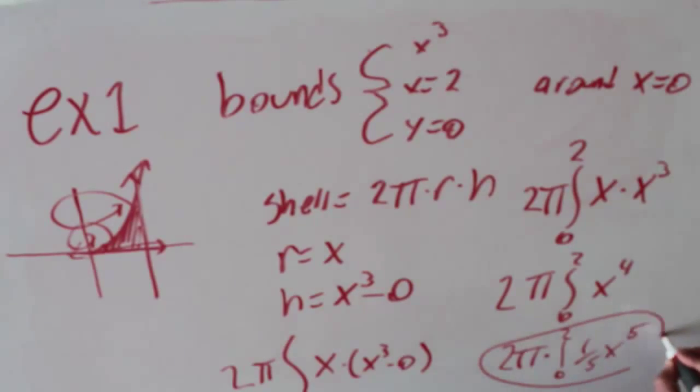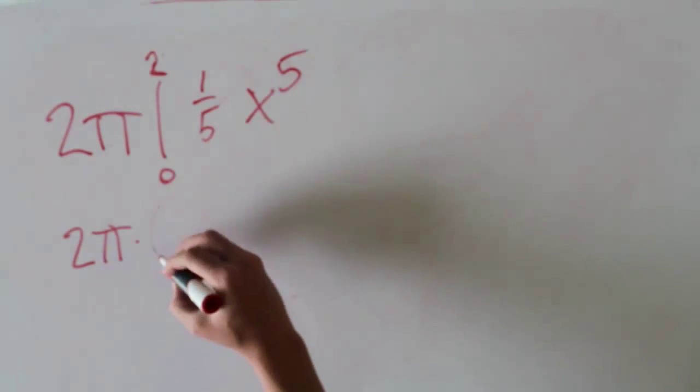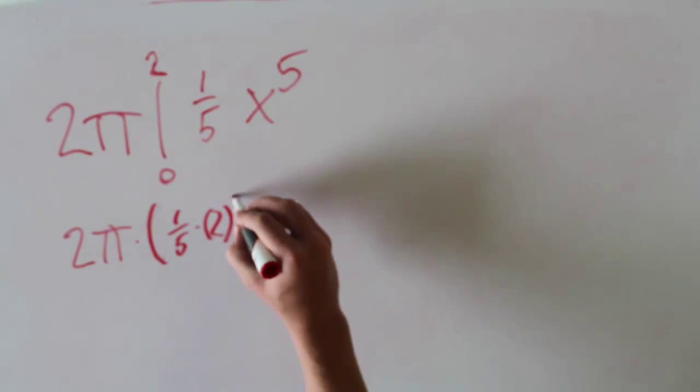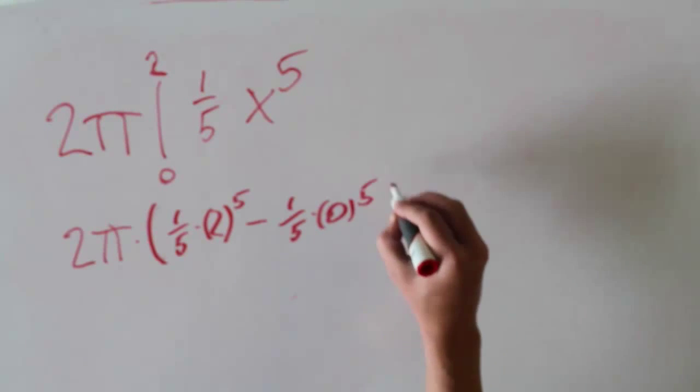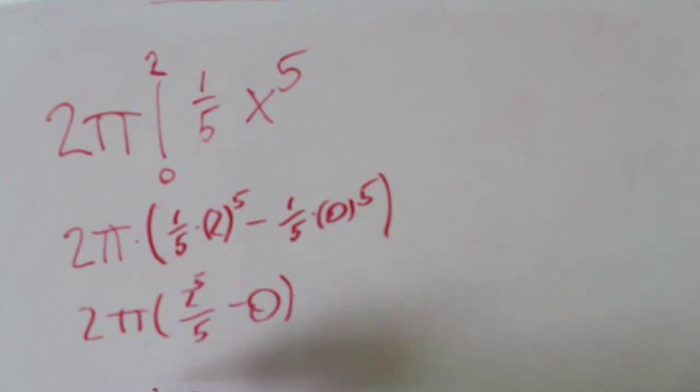Alright, moving on to the next page, it's the same thing. 2 pi times 1/5 times 2 to the 5th minus 1/5 times 0 to the 5th. 2 pi times 2 to the 5th over 5 minus 0. And we're just going to leave it like that.